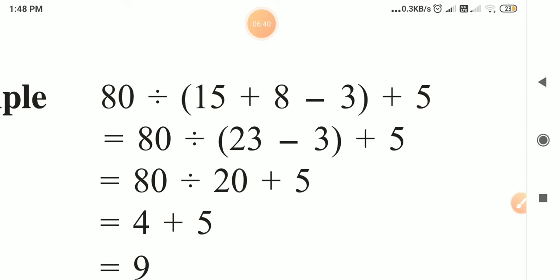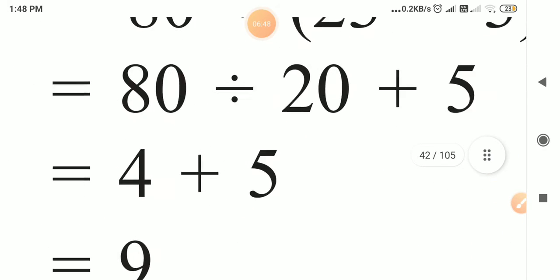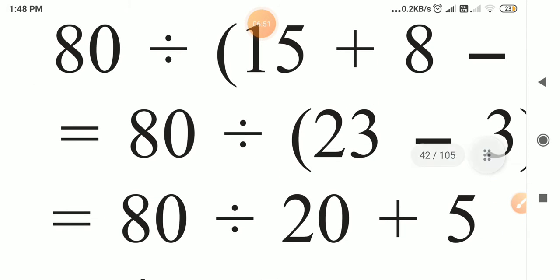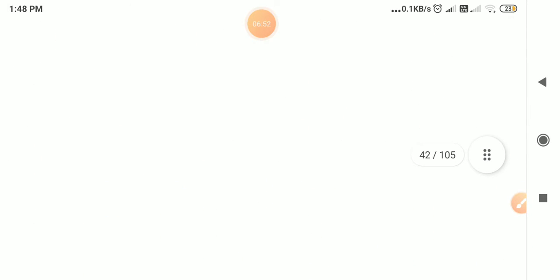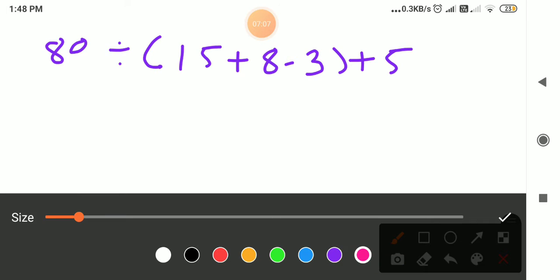80 divided by bracket 15 plus 8 minus 3 bracket complete, plus 5. So that example I will write here. Note down: 80 divided by bracket 15 plus 8 minus 3, plus 5. Which rule do we have to follow? That is the BODMAS rule.